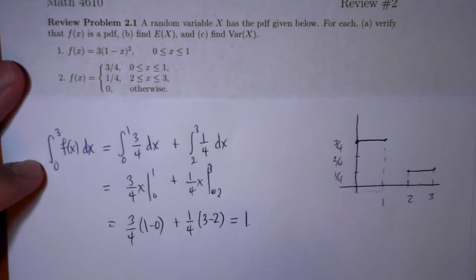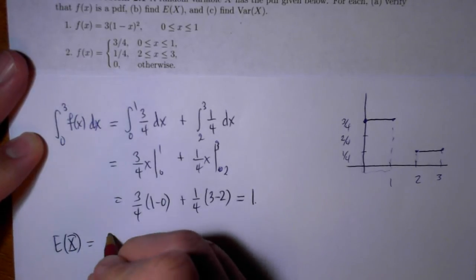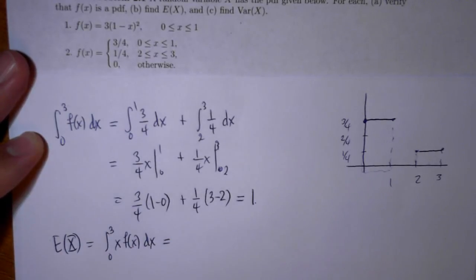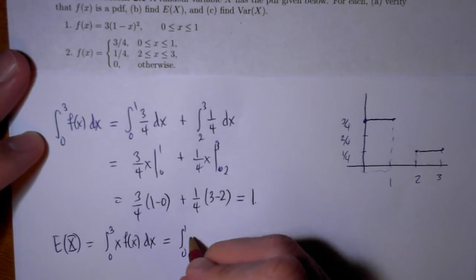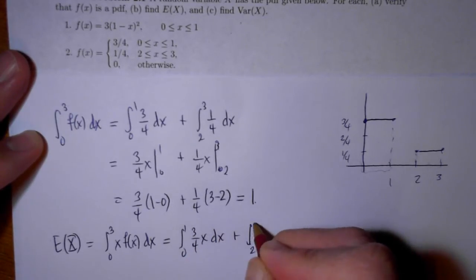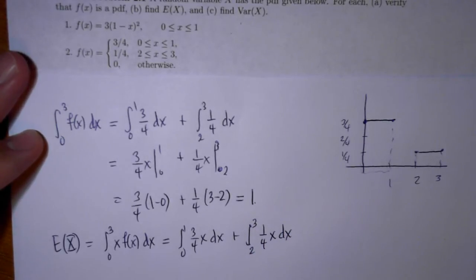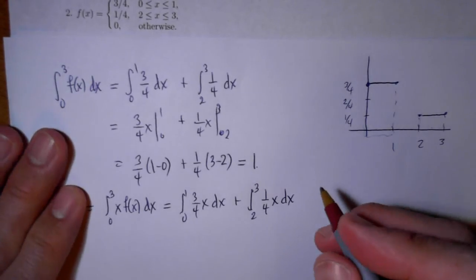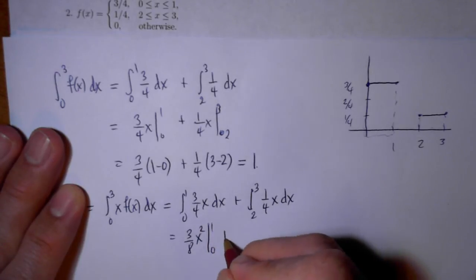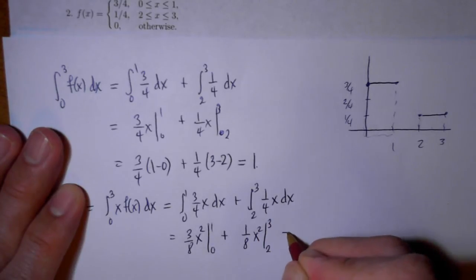The expected value of x is the integral from 0 to 3 of x times f of x dx. And we will compute this in exactly the same way. Integral from 0 to 1 of 3/4 x dx, plus the integral from 2 to 3 of 1/4 x dx. Doing the integral, we find this is equal to 3/8 x squared evaluated from 0 to 1, plus 1/8 x squared evaluated from 2 to 3.